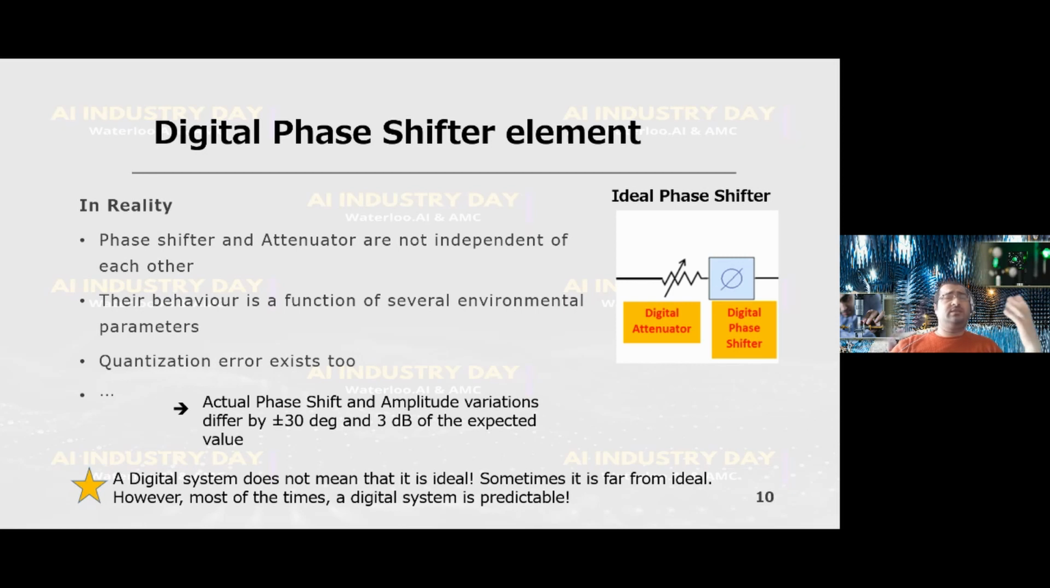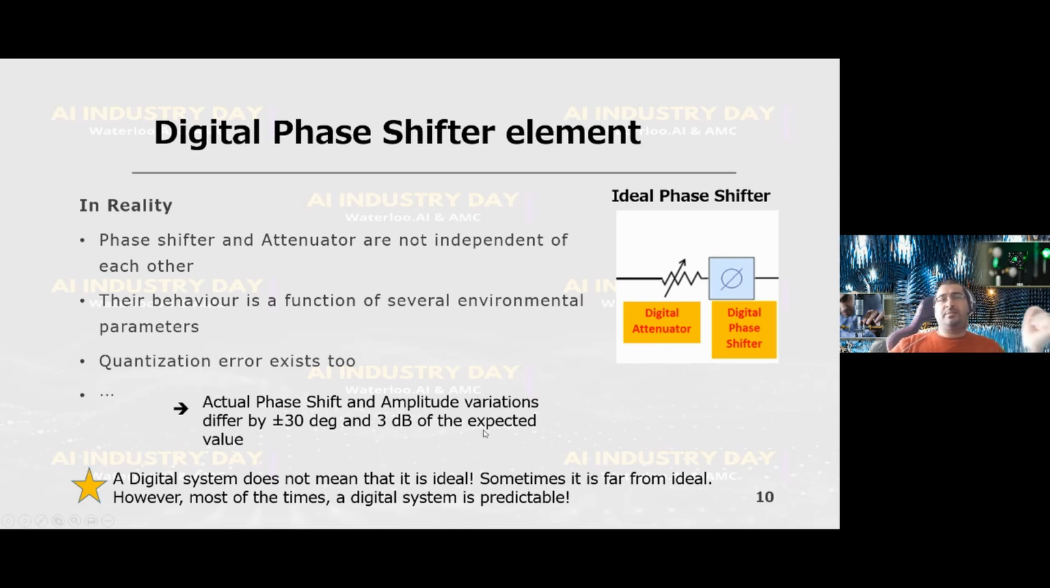Also, there's quantization error, and lots of different types of errors that are present in digital systems. For example, the digital phase shifter that we expect to be a perfect system has plus or minus 30 degrees of error in the delay and 3 dB in accuracy in the amplitude changes. So all in all, a digital system does not mean that it's ideal. Sometimes it's far from ideal, as in this case, and there are all other digital systems. We have to know how to deal with these problems and how to take advantage of the capacity of the system.